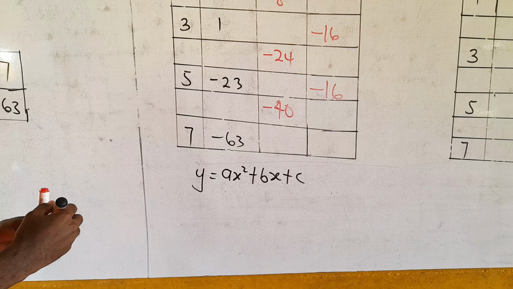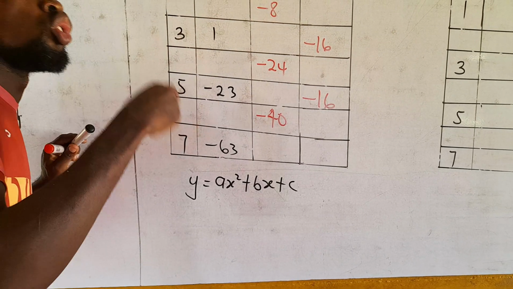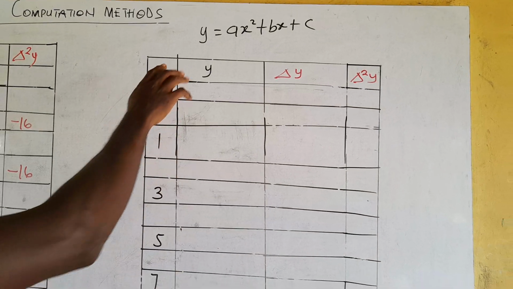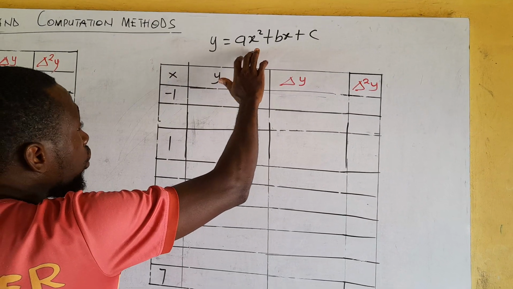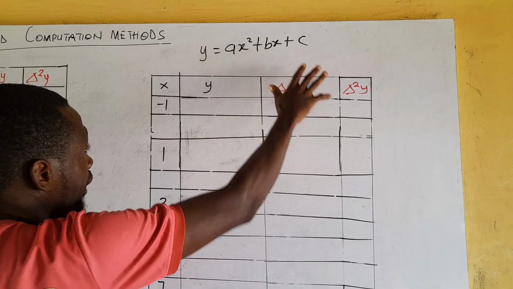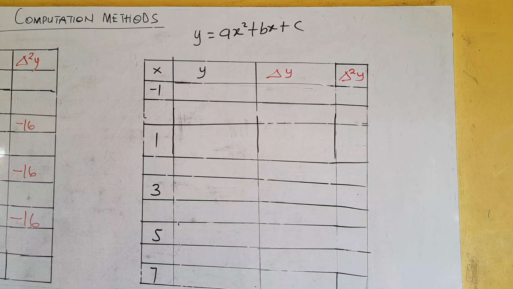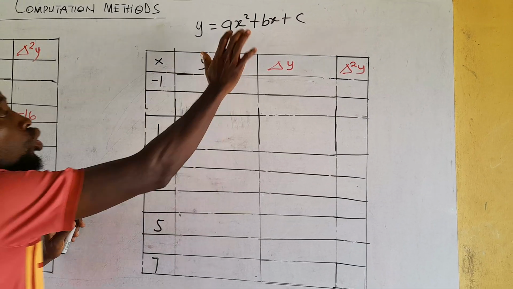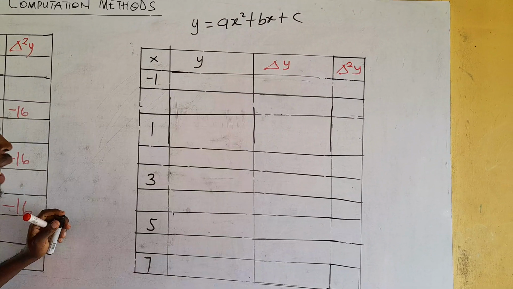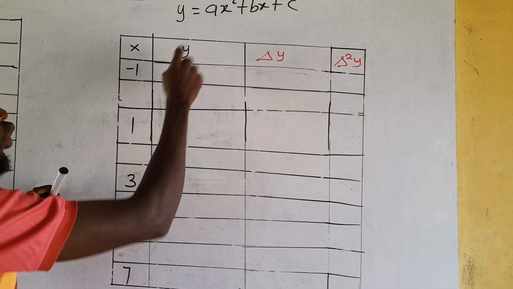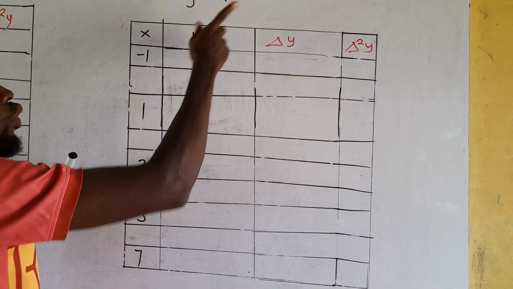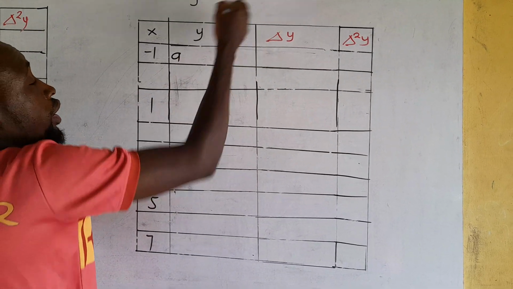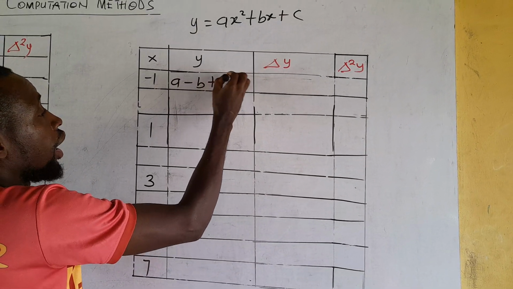How do we determine that polynomial function? There is the need to construct another difference table. So having identified our polynomial function of the form ax squared plus bx plus c, we construct another difference table by substituting the values of the x into the polynomial function to get the y. So we substitute negative 1 in place of x. Negative 1 squared is 1 times a will be a. Then negative 1 times b will be negative b, then plus c.